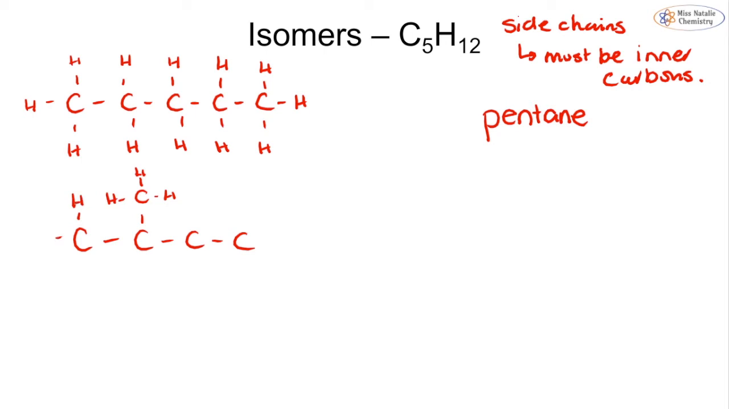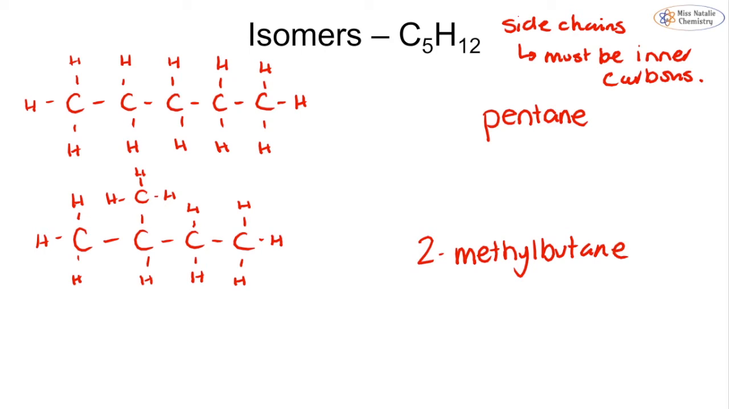Again, making sure that each carbon has 4 bonds, and I completely surround the carbons. And that substance is known as 2-methyl butane. It's still C5H12, but it's just a different way to display it.